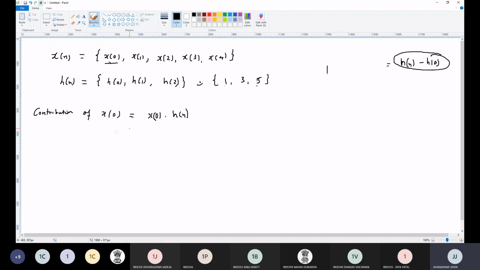So similarly, can you tell me the contribution of x of 1? Bolo, kya aayega? चलो पहले एक एक फैक्टर बोलो. ये दो चीजें आएगी. पहली चीज क्या आएगी? x ऑफ 0 आएगी. x ऑफ 0 आएगा, पहले क्या आएगा? Will there be any x of 0 in finding out the contribution of x of 1?